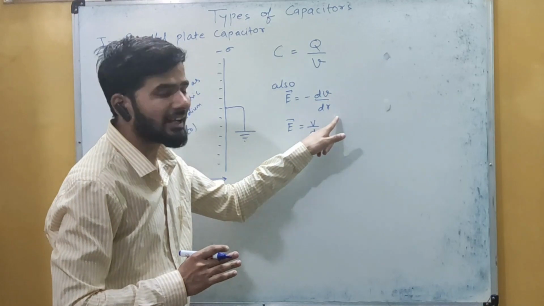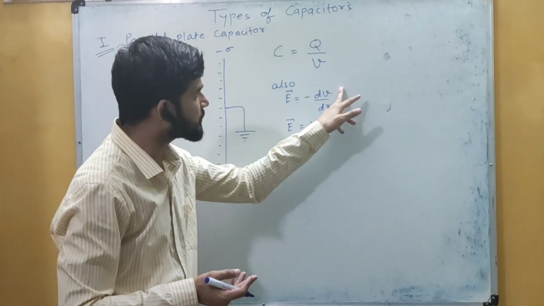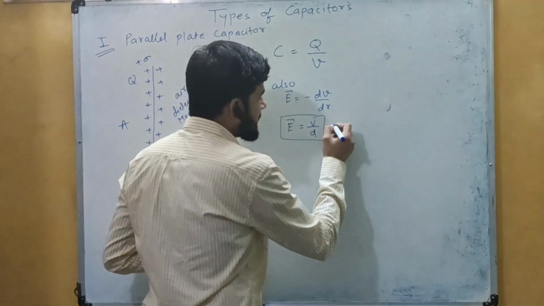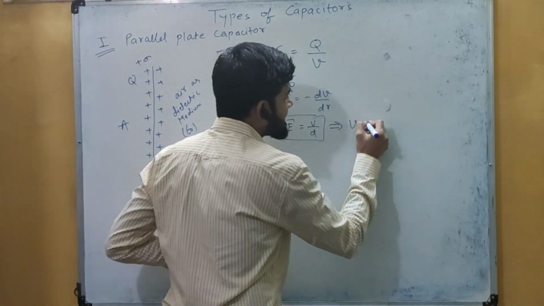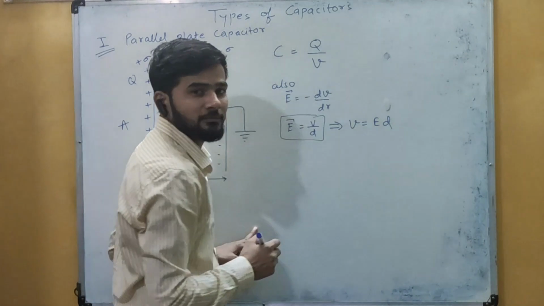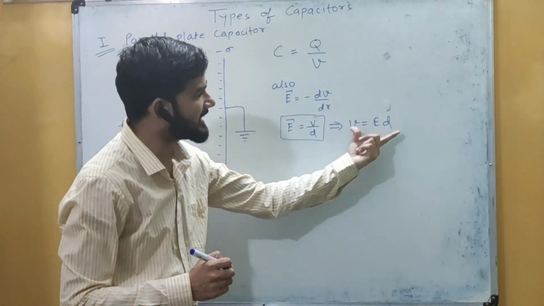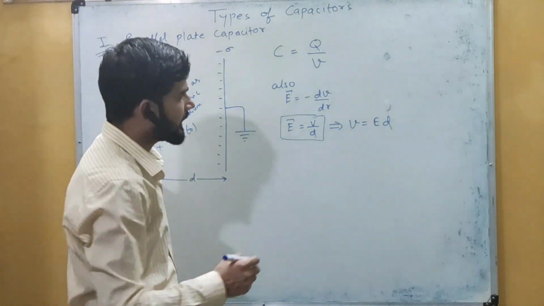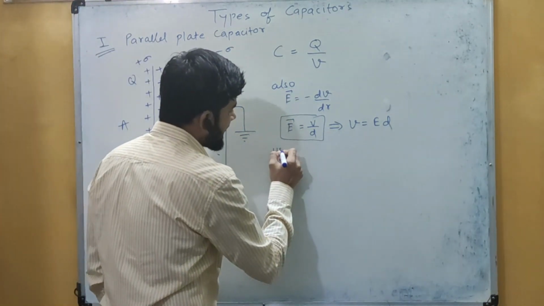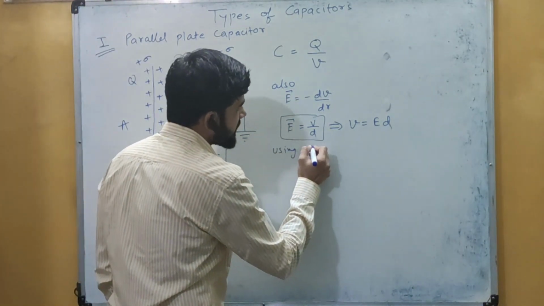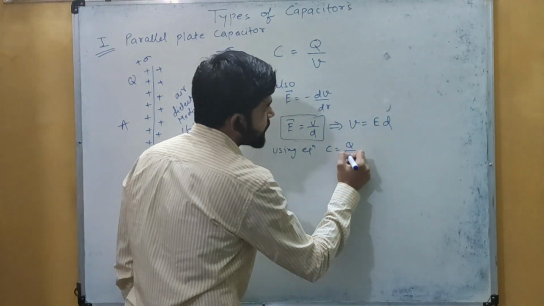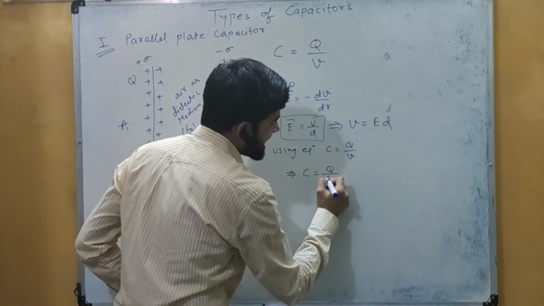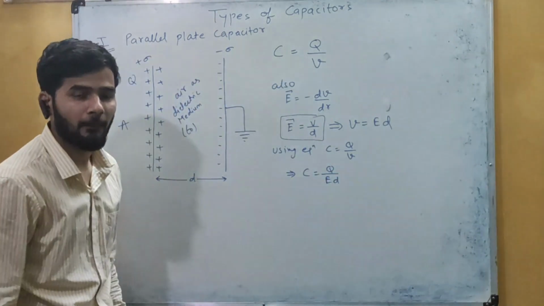And also this dV by dr, instead of it I can write in terms of V and d. So we have E is equal to V by d. So from here I can write V is equal to E d. Means here I can find this potential by using the formula E into d. Okay, so using the equation C is equal to Q by V, this implies that I can write C is equal to Q by E d.